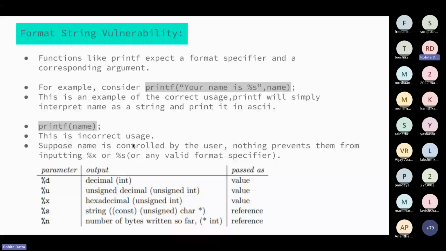So in this example, this is the incorrect usage of printf. You've only given it a string, but you haven't told it that it has to decipher it as a string or anything. And if this local variable name is something that the user is inputting, then there's nothing that we as users are not allowed to do. We can give the parameters %x or %s, and you've seen how printf decodes those.